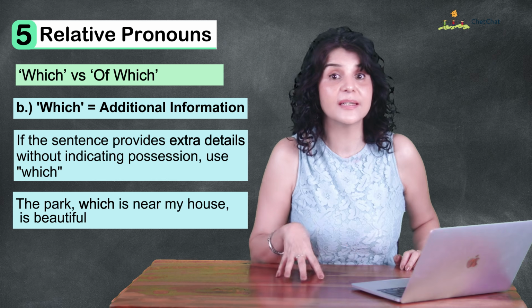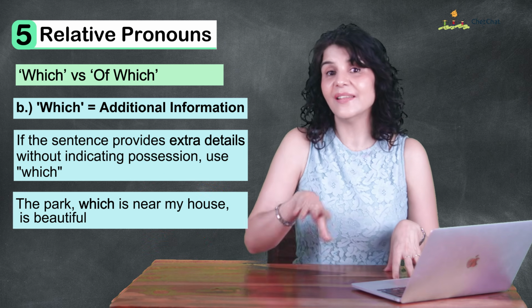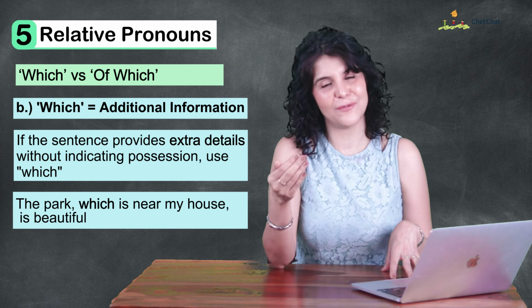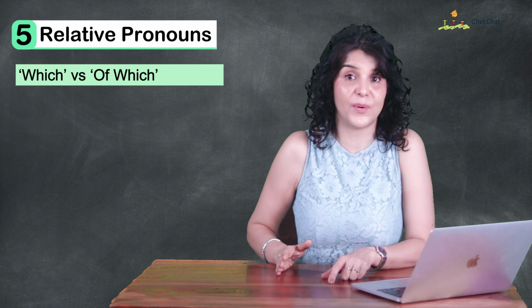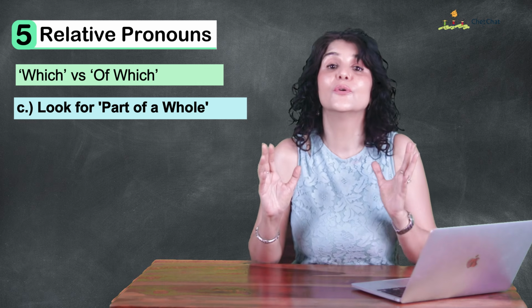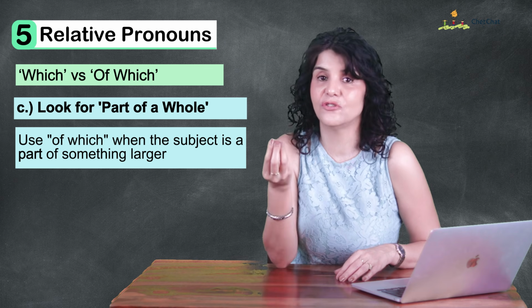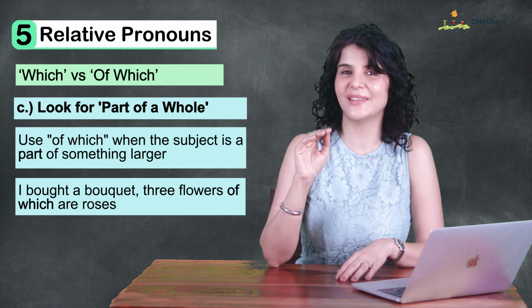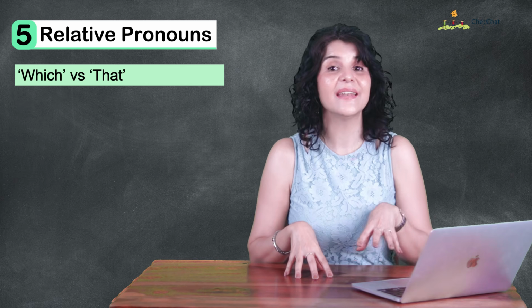Now, the main information is that the park is beautiful. The fact that it's near my house is an additional detail. There is no possession. The park is not owned by the house. This is just an additional information. And the third hack to find out whether to use which or of which is to look for part of the whole. Use of which when the subject is a part of something larger. I bought a bouquet, 3 flowers of which are roses. Part of the bouquet, 3 roses. Now that we have understood which and of which, let's see the difference between which and that.